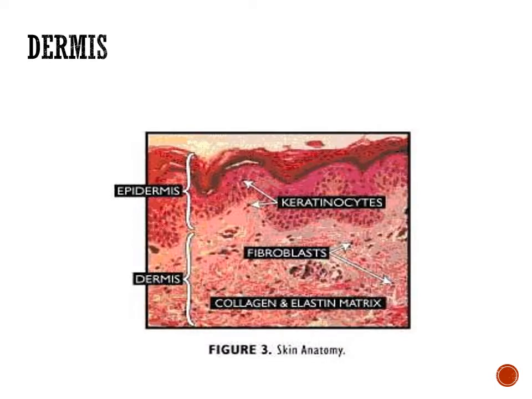The main cell in the dermis is the fibroblast. The fibroblast produces the collagen for resiliency. Elastic fibers, or elastin, are also found in the dermis and give elasticity to the skin. Proteoglycans are there to maintain water within the dermis.